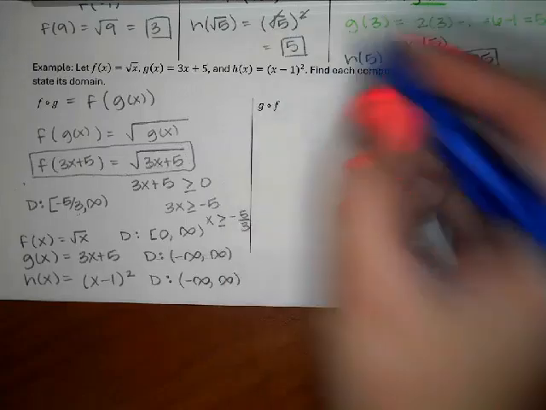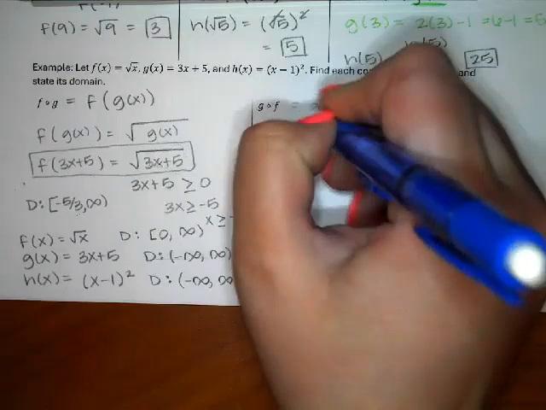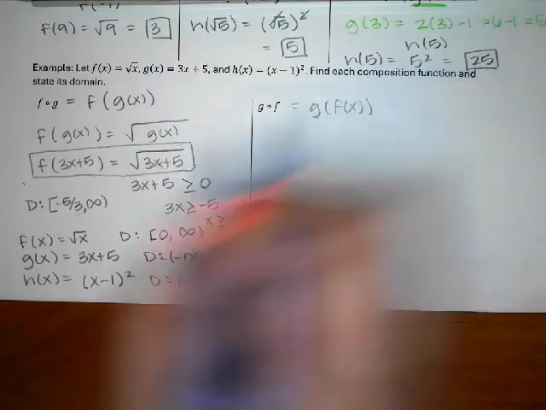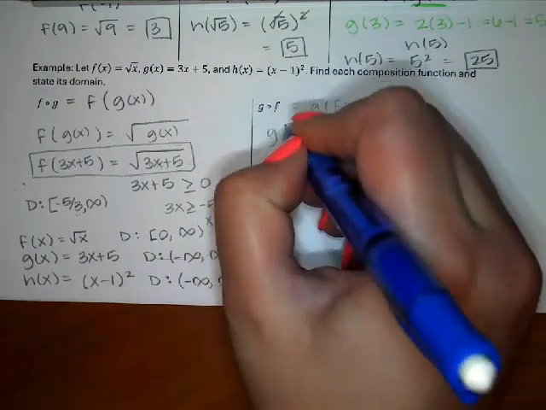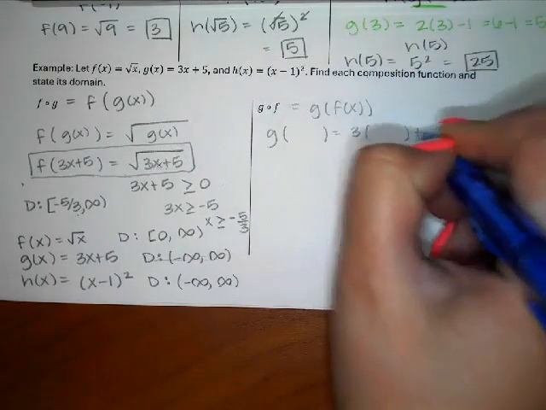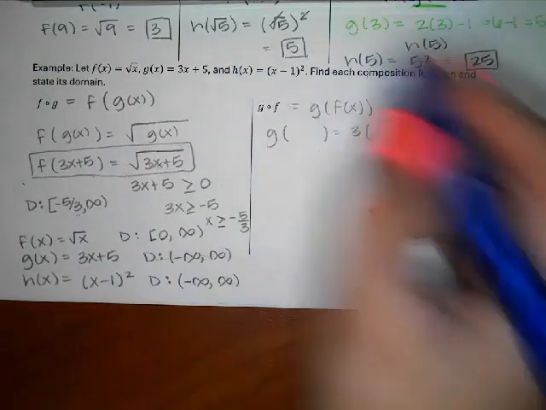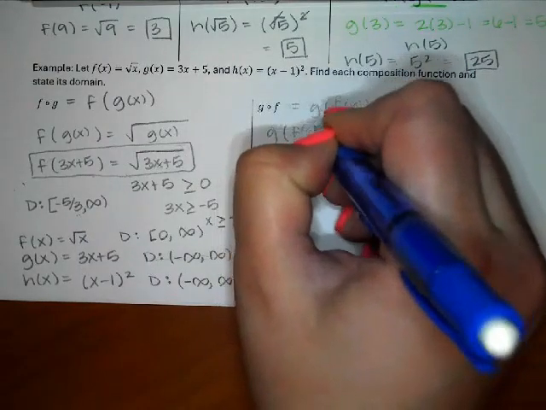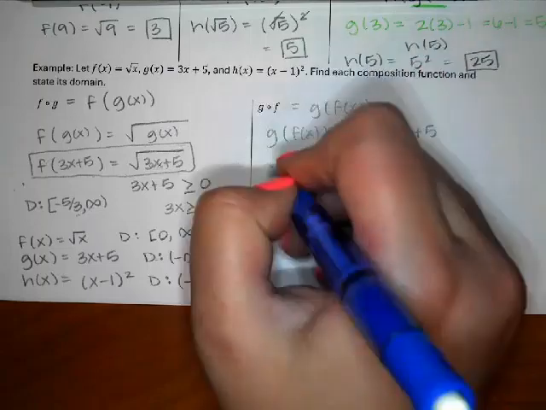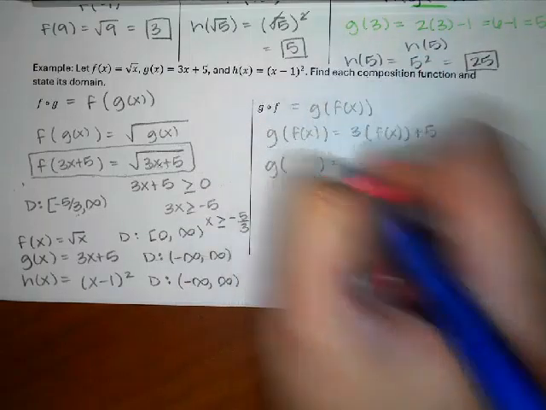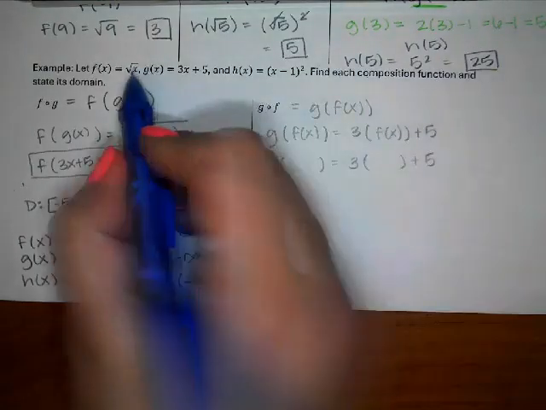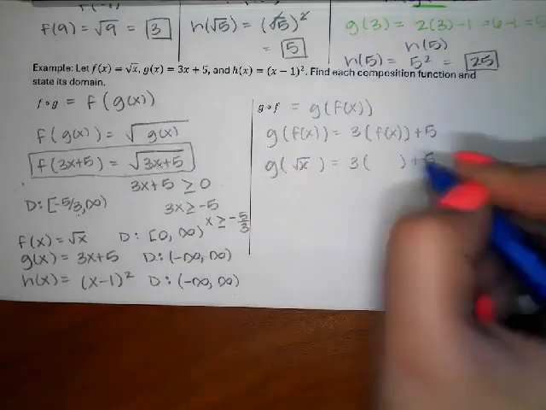This next function is g of f of x. So we're starting with g of x, and we're plugging f of x inside. So starting with g of x and plugging f of x inside.